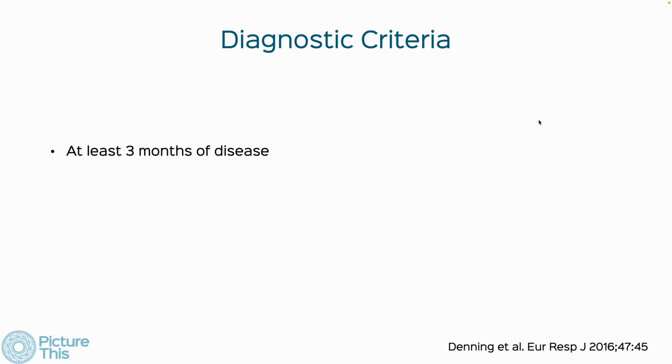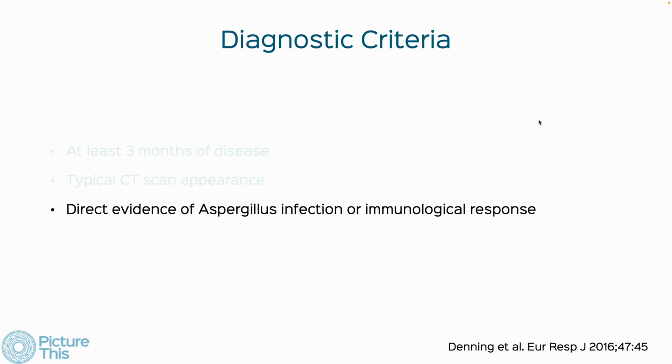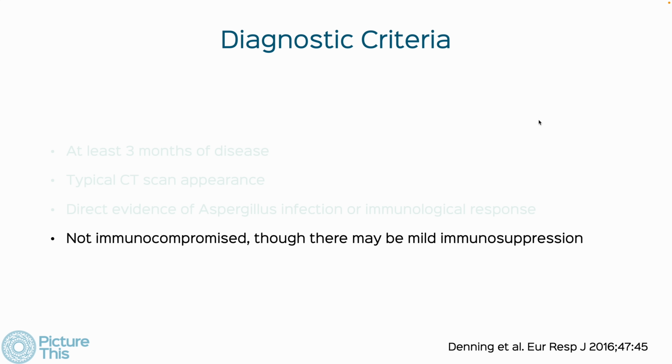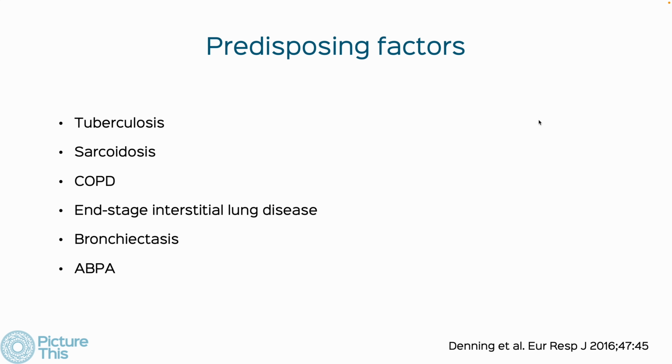I'm not going anywhere. So, diagnostic criteria for CPA are 3 months of disease, typical CT appearance, direct evidence of aspergillus infection or immunological response, not immunocompromised, though you could have nutritional deficiencies, etc. These are the predisposing factors. You need a predisposing factor.